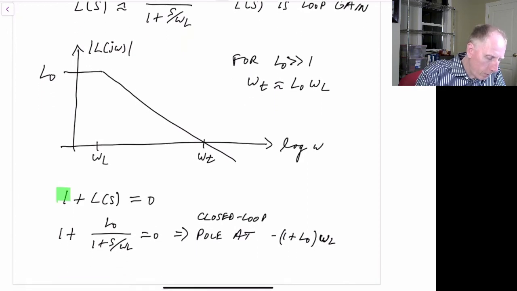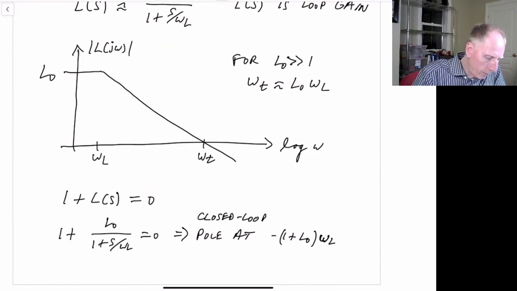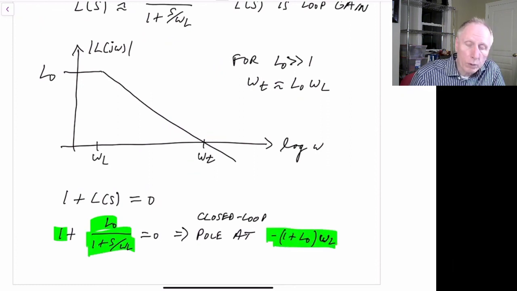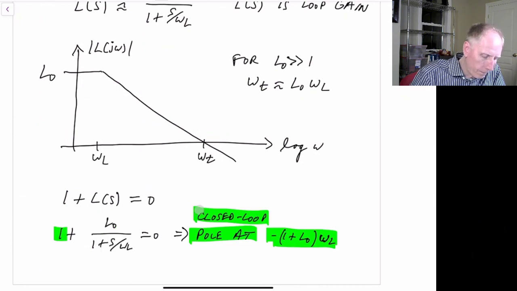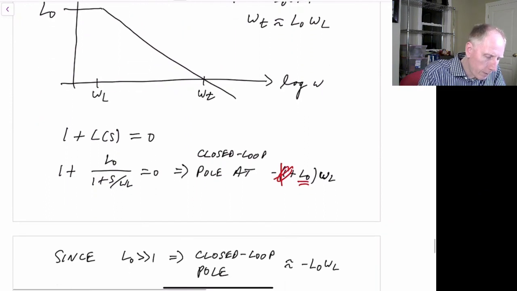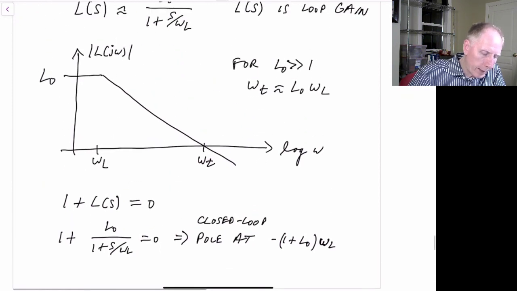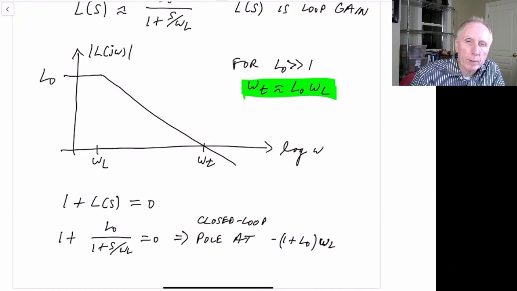But we know there, 1 plus the loop gain equals 0. If we find the roots of this, that'll be the pole of the closed loop system. So if we set 1 plus L of S equal to 0, we find that the closed loop pole is located at minus 1 plus L naught times omega L. But we did say that L naught is much greater than 1, so we can ignore the 1 here. So the pole is approximately, again, since L naught is much greater than 1, just minus L naught times omega L. But we said above that omega t was approximately L naught times omega L.